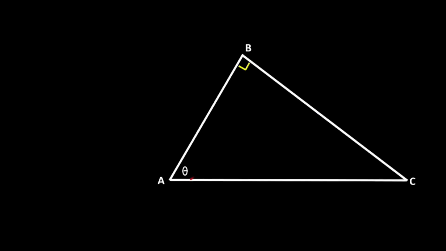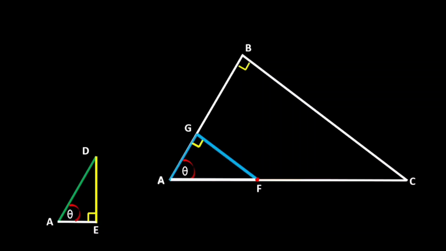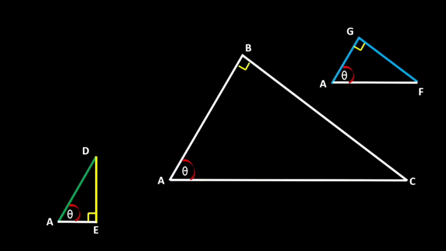Now I am going to discuss with you the concept of similar triangles. The concept of similar triangles in trigonometry is very important. Let ABC be a right angle triangle with a given angle theta. D is a point on AB. I drop a perpendicular DE on AC. We get a right angle triangle ADE with the common angle theta. Now F is a point on AC and I drop a perpendicular from F on AB. We get another right angle triangle AFG.